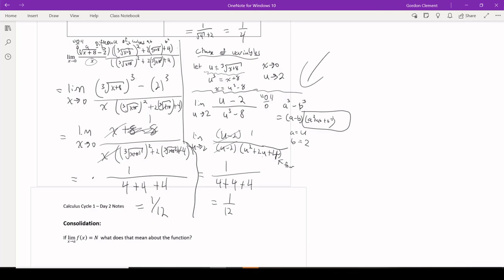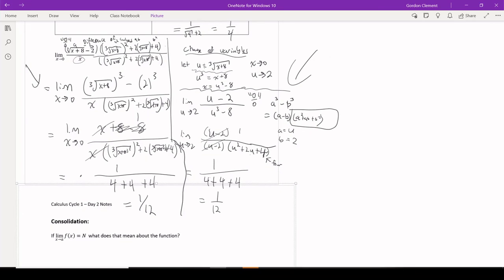This technique is the technique I wanted to show you. I think this one's interesting because it uses the same sort of idea as our last technique, and I think it's very neat that when I did a change of variables, it turned into a difference of cubes. And here I had to use difference of cubes, and somehow I ended up with the exact same formation, 1 over 4 and 4 and 4 to get to the 1 over 12. So I just think that parallel's neat.